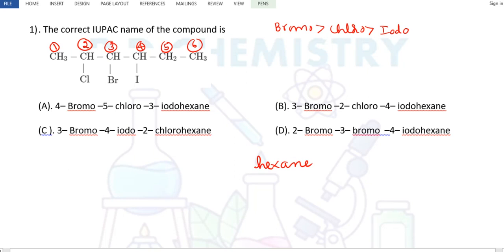Now according to alphabetical order, it should be 3 bromo, right? 3 bromo, then 2 chloro and 4 iodo hexane, right? Therefore answer is option number B, right?